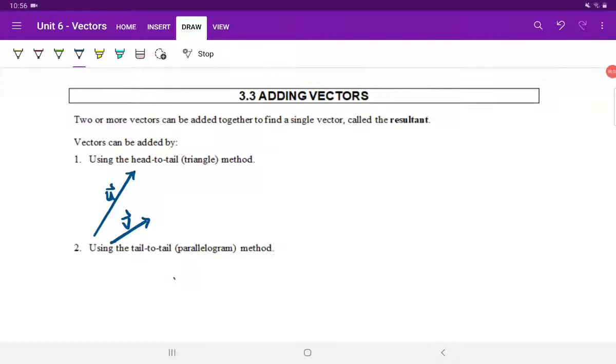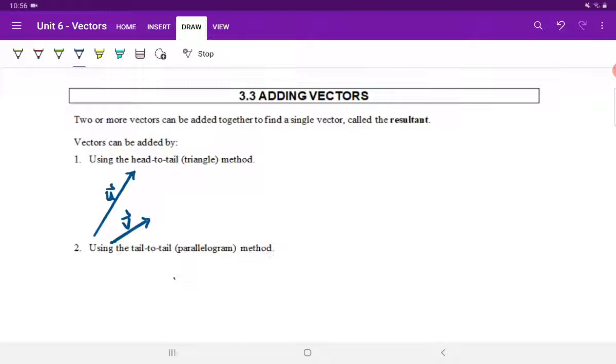Okay, let's continue on in our vectors unit. In the previous lesson, we learned how to break down a vector into its components. And in this lesson, we're going to learn how to add two vectors together and find the resultant. Having this knowledge is going to help us solve real life applications, which we'll get to one at the end of this lesson, and even further towards the end of this chapter when we get to just word problems.